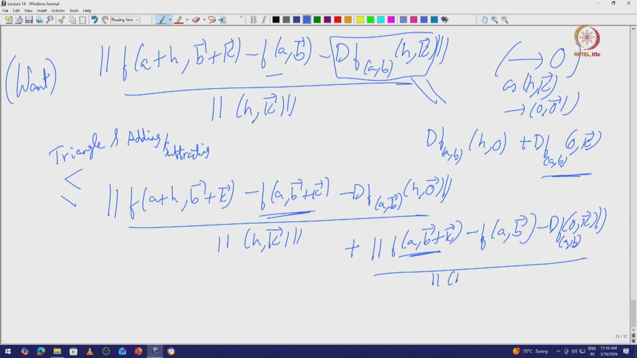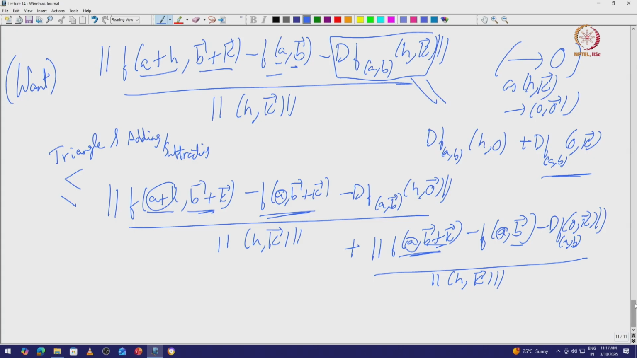Okay, so I've not done anything mysterious. I've just used the triangle inequality, added and subtracted. Why am I adding and subtracting precisely these things? Because here both sets of variables are varying, but I want them to vary one at a time, holding the others fixed. Okay? Here this is fixed, this varies. Yeah?